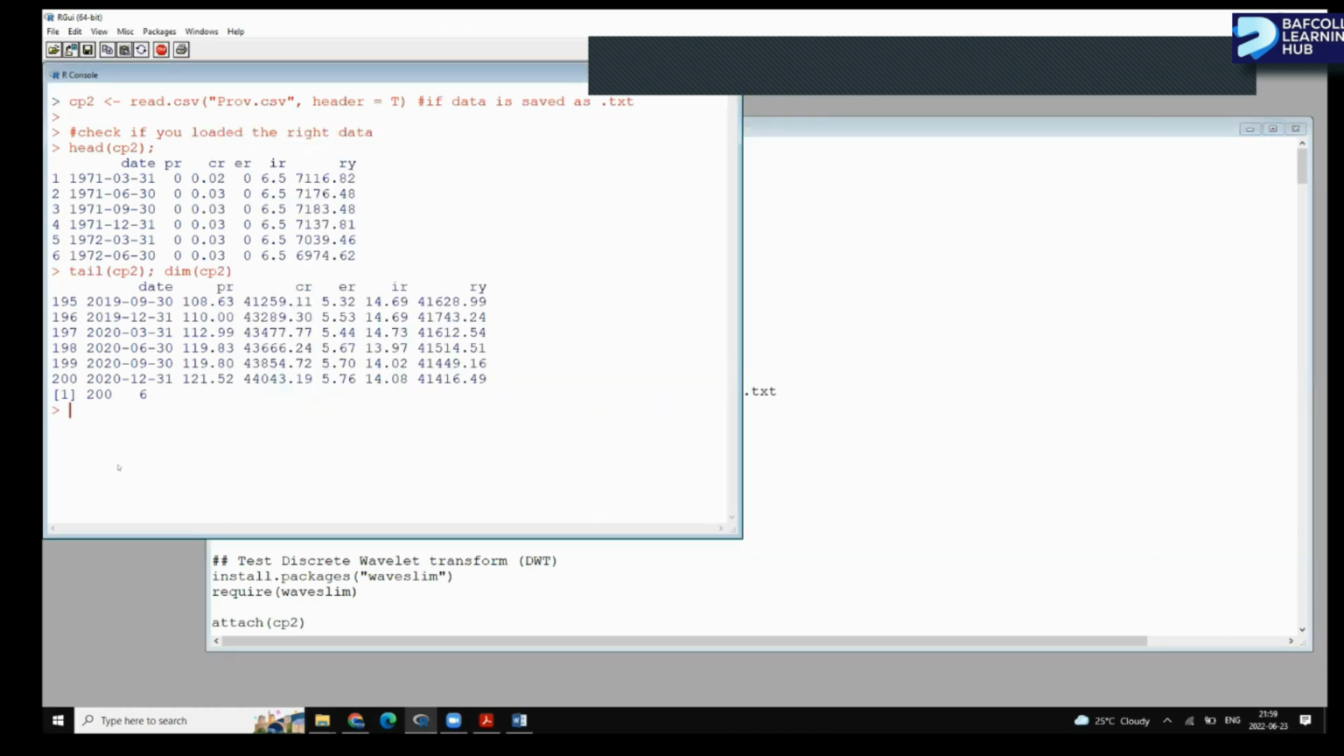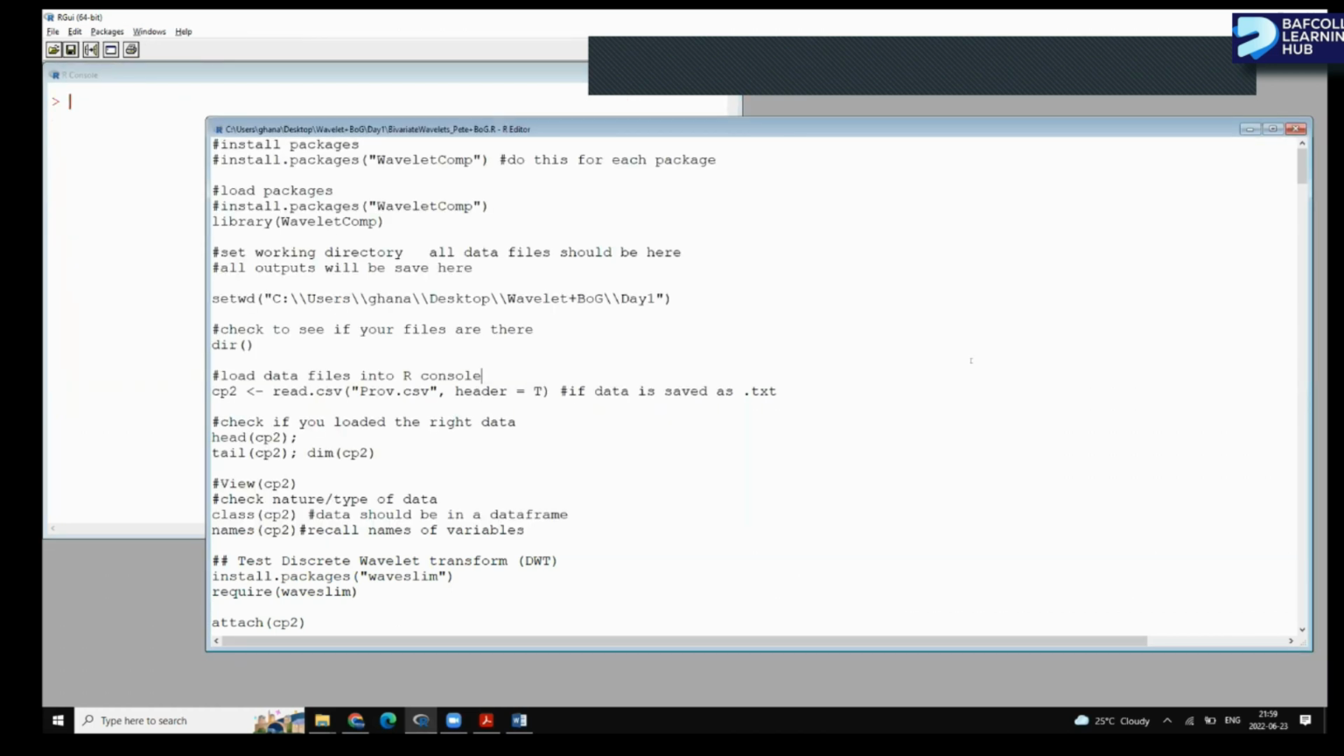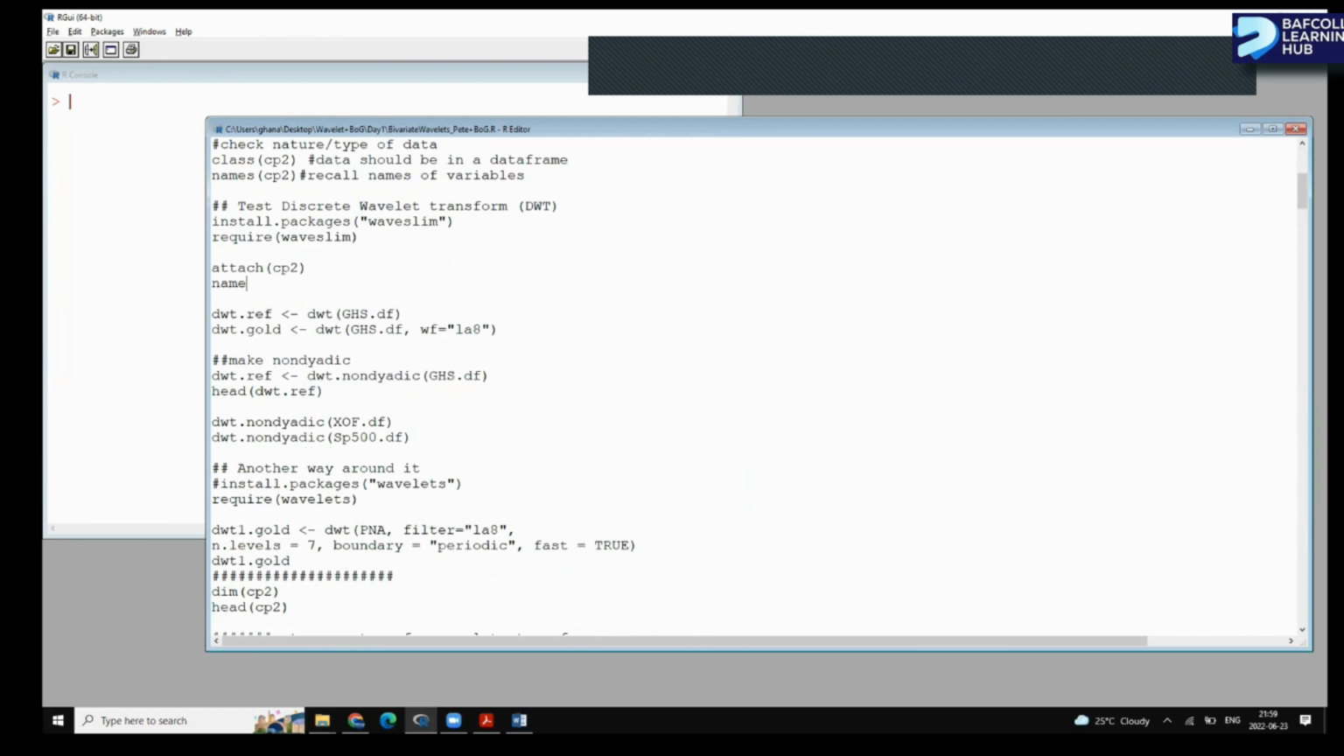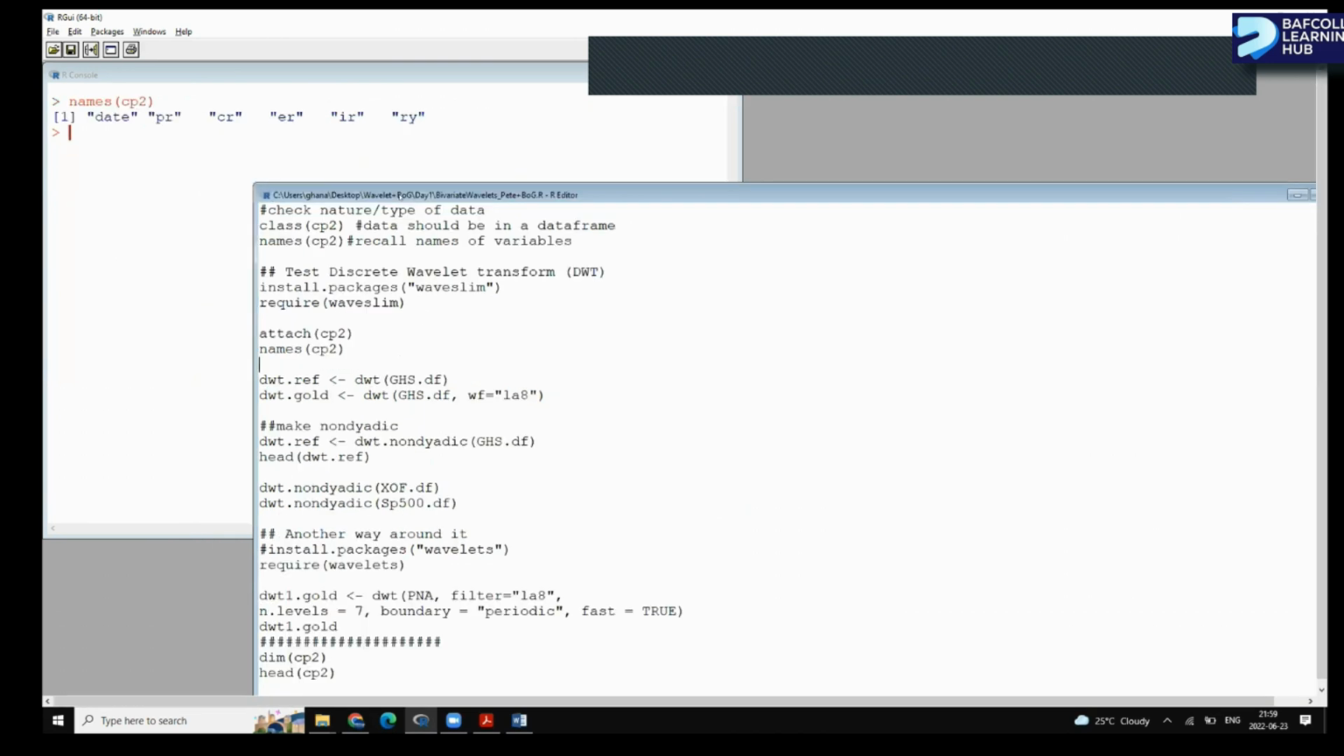Okay, so let's look at it. We try some decompositions. Okay, so CP2. Let me decompose PR and C. Let me attach first. So PR.